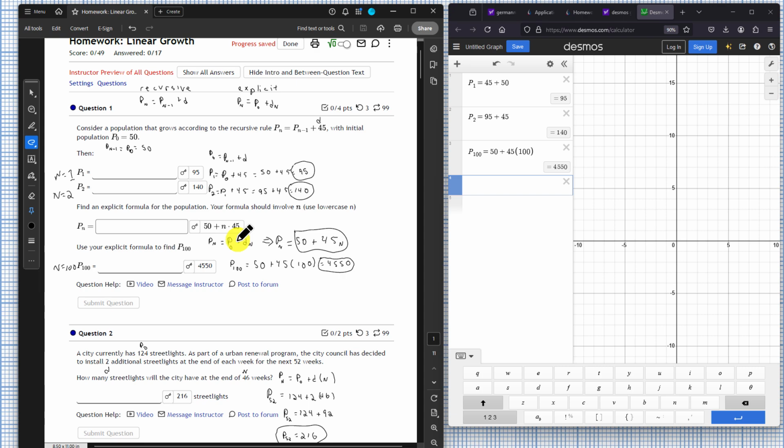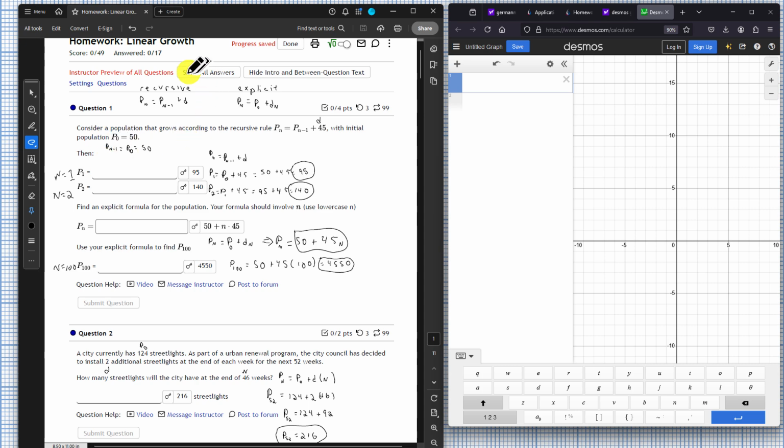Okay, this is homework, linear growth. This is problem number 1. Now this first one here, consider a population that grows according to the recursive rule P sub n is equal to P sub n minus 1 plus 45 with initial population P sub 0 is equal to 50.